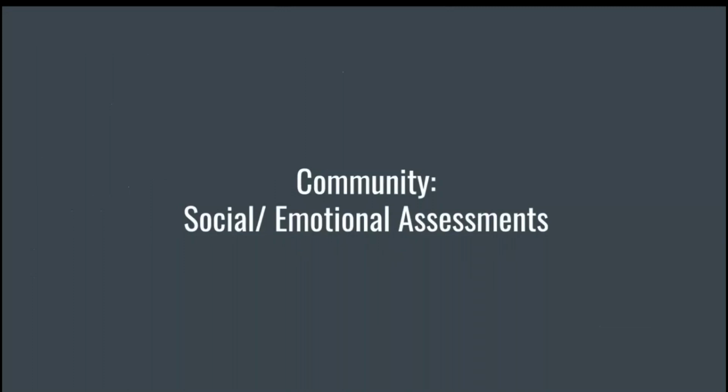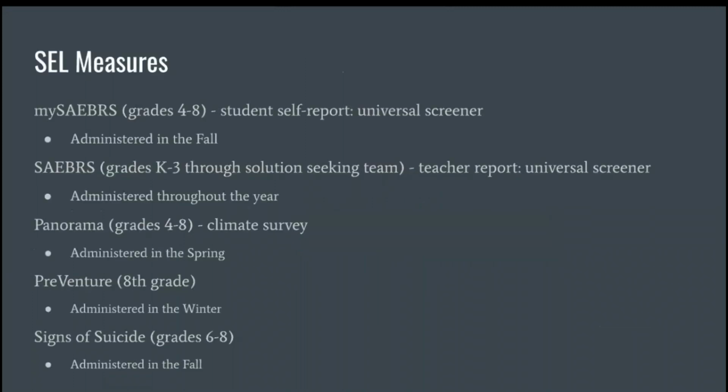Understanding where our students are at socially, emotionally is a big part of our commitment as a community. So we wanted to go over a few of those measures that we use for that. These 5 are the ones that we tend to see the most used throughout the district. You're going to see a majority of them are focused on 4th through 8th, and even a couple that are 6th and up. The SABRs and the My SABRs are something that we use through our FastBridge assessment system.